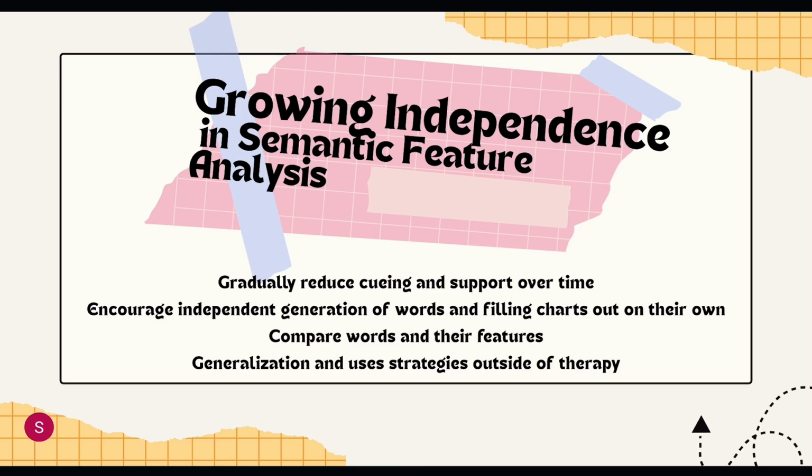Once the client can complete charts independently, we move on to comparing words and their features. This helps them notice similarities and differences between concepts, deepens understanding, and improves flexible word retrieval. Describing multiple features and comparing words also supports sentence production and narrative skills, strengthening expressive language beyond single words. The final stage is generalization, where the client begins to use strategies outside of the therapy setting. They start to apply feature based thinking during daily conversations, helping them retrieve words more independently and confidently in real life communication.